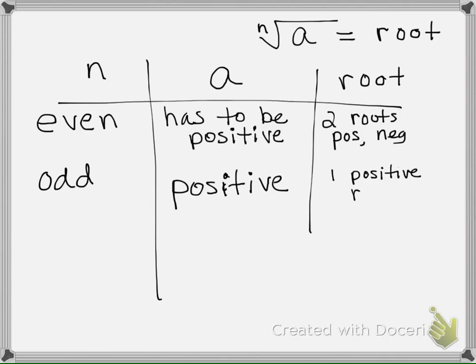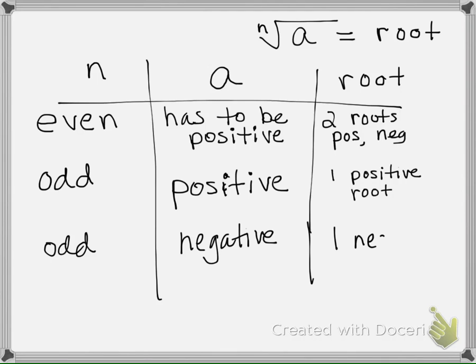Only 1 positive root. So when you have an odd index, right? A 3, 5, 7. You're not looking at multiple roots. You're only looking at 1. And if it was a positive radicand, it's a positive root. But if you have an odd index and a negative radicand, you're going to have 1 negative root.